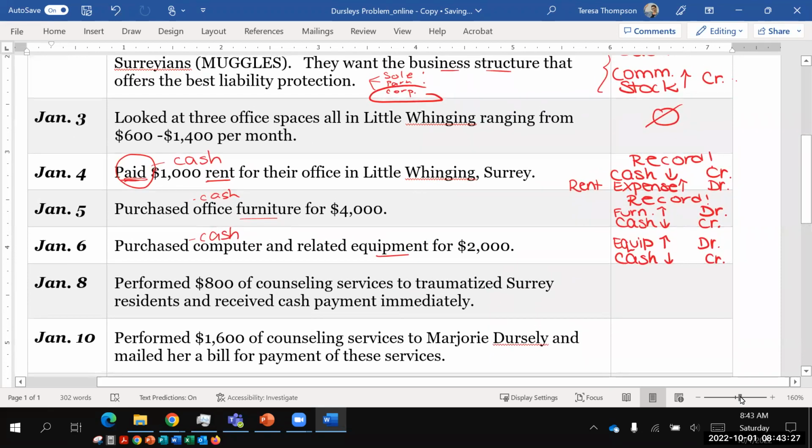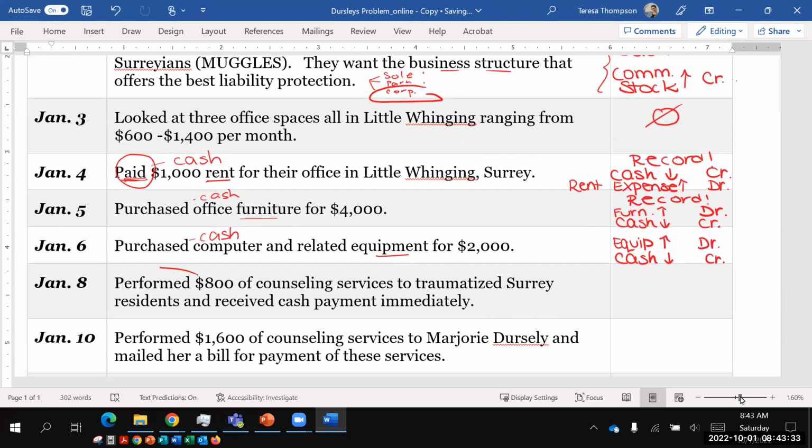Let's look at January 8th. We performed. I really want you to get in the habit of anytime you see performed, completed, or provided, that is a key word to let you know you have to record revenue. Why? In topic 3.1, we learned about the rules. Revenue recognition was an important one. It says you call something revenue when you've completed it, when you've earned it, right? So we have to record revenue.